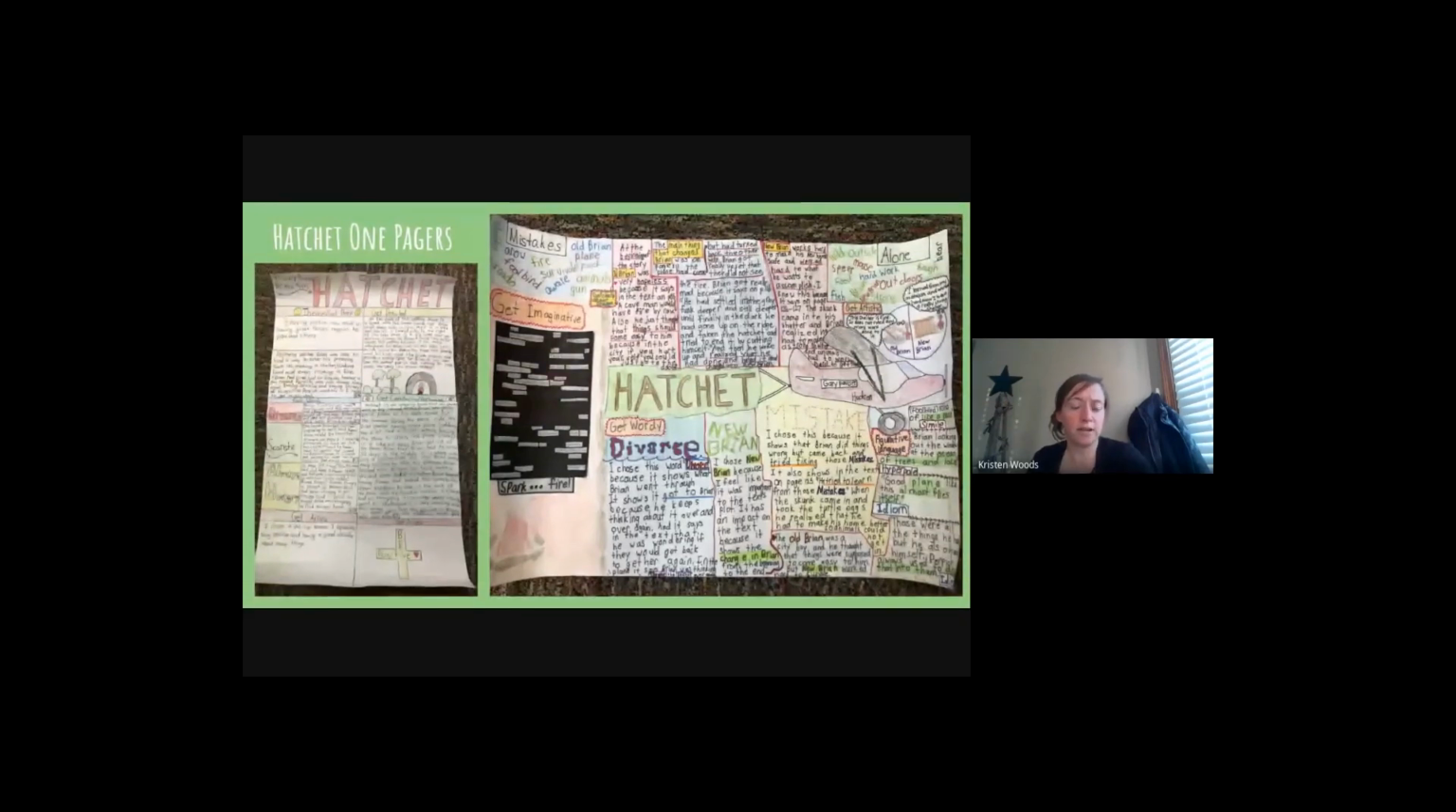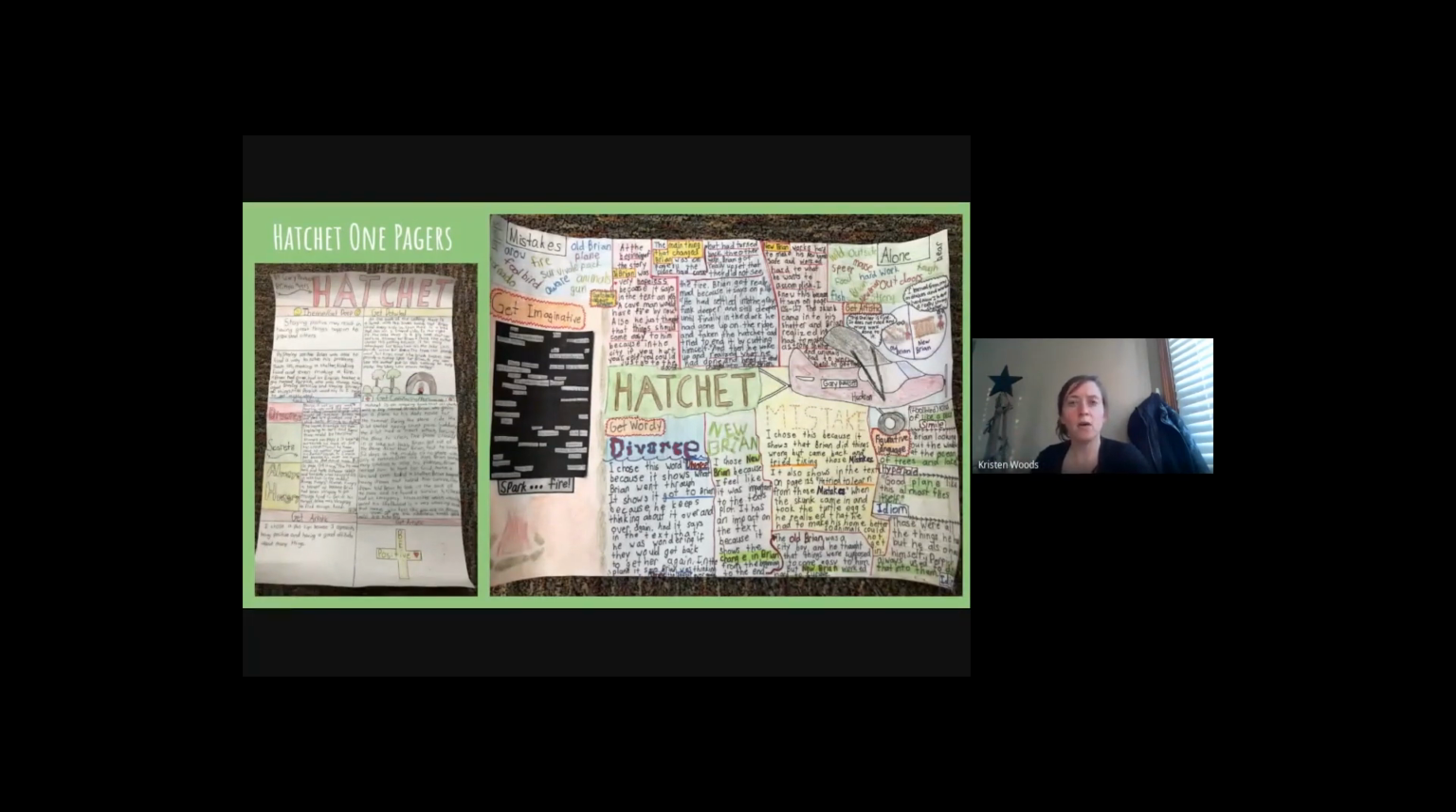So again, you can see another example of the blackout poetry. That was where they selected a page from Hatchet. We copied it for them, and then they had to create poetry by blacking out several of the words, but leaving a few, obviously, not blacked out. We encouraged them to use different fonts, different colors, different creative techniques.